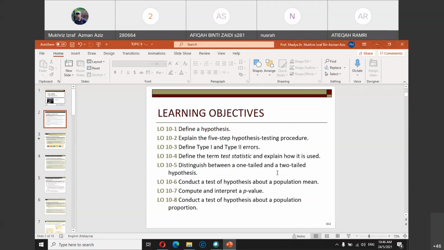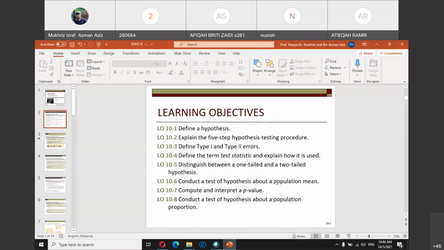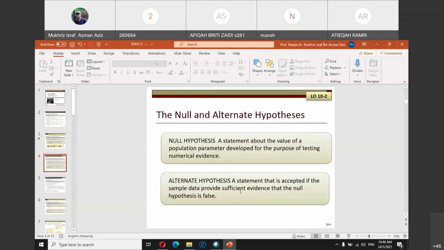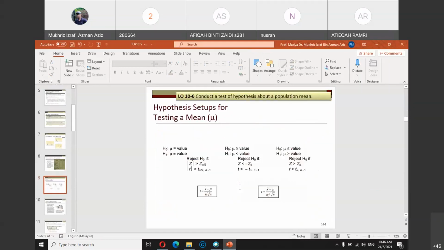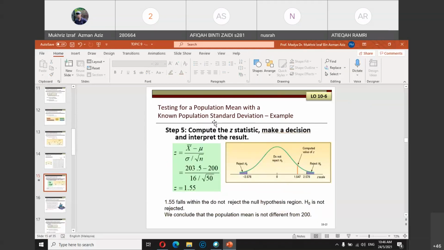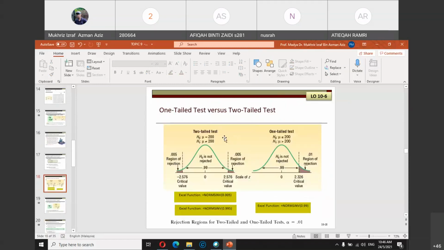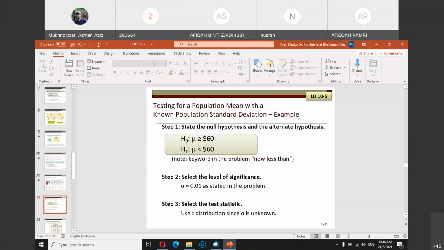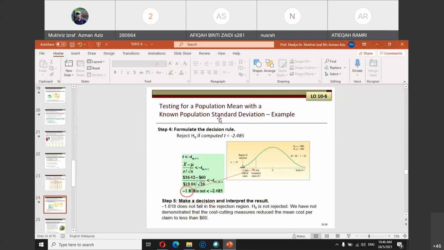One is when the sigma is known, in the first part of the slide, what we discussed last week. This one you are going to use the Z distribution. And then when sigma is unknown, you are going to use the T distribution, as what we just discussed just now, when you have an unknown standard deviation.